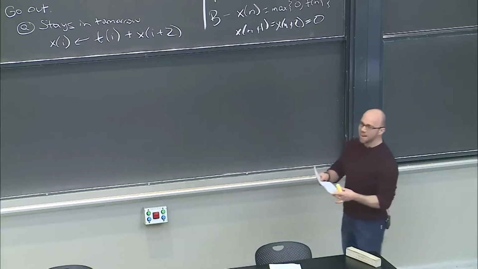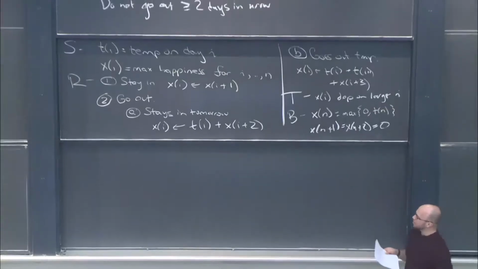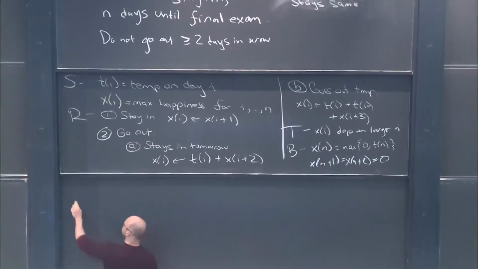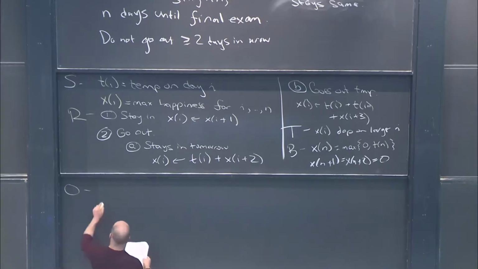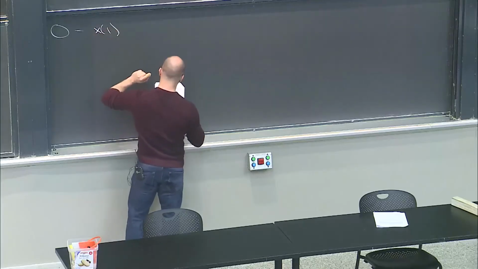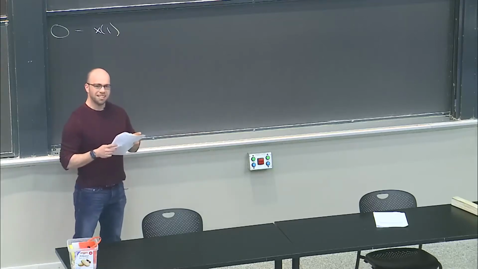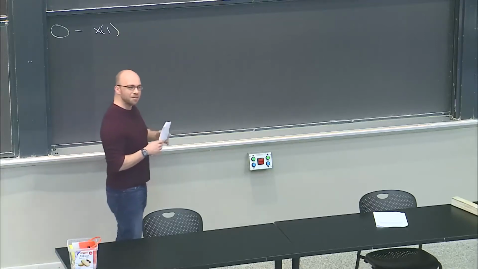Okay. Right, so now we need to do the O and the T. So what's our original problem? Well, remember that he wants to maximize his happiness starting on day 1. So our original problem is just x of 1. Or is it?